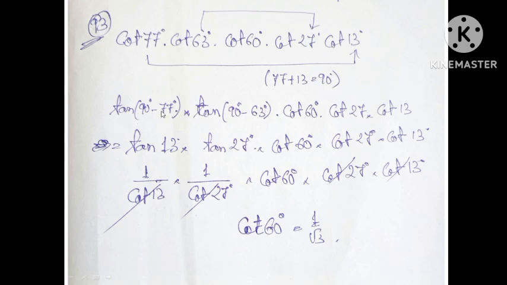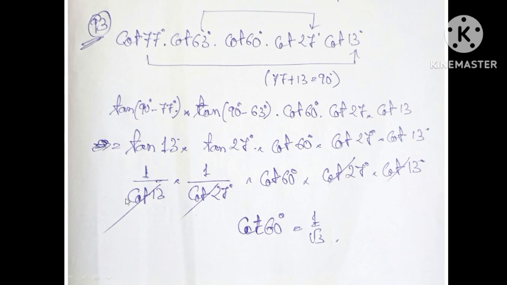Now 90 minus 77 will be 13. 90 minus 63 will be 27. The rest will be the same, did not change. So tan 13 you can write as what? 1 by cot. There is a formula, no? tan equals 1 by cot, and then the opposite is also correct: cot equals 1 by tan. So tan 13 you can write as 1 by cot 13. Tan 27 you can write as 1 by cot 27, and then you can cancel.